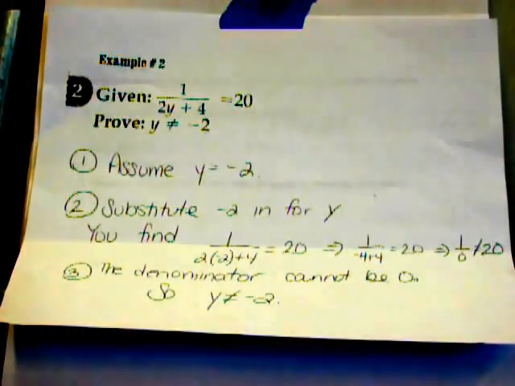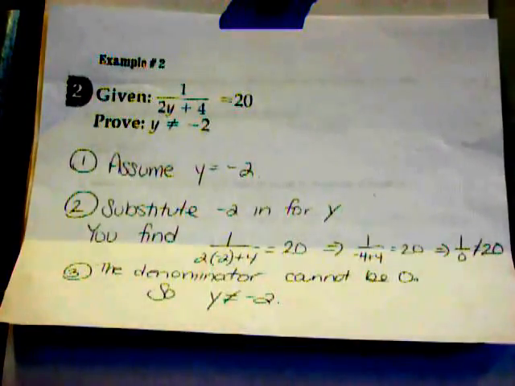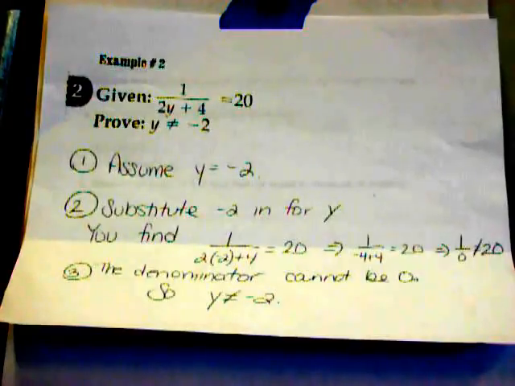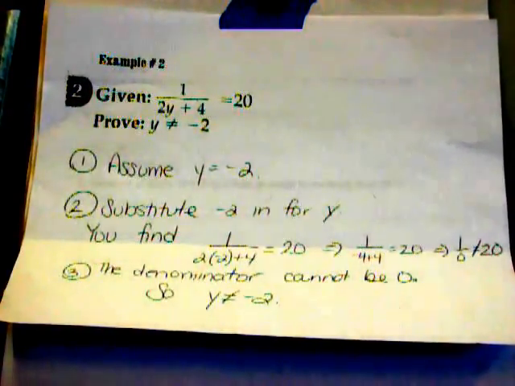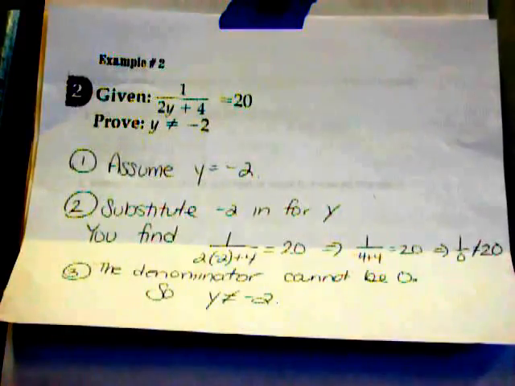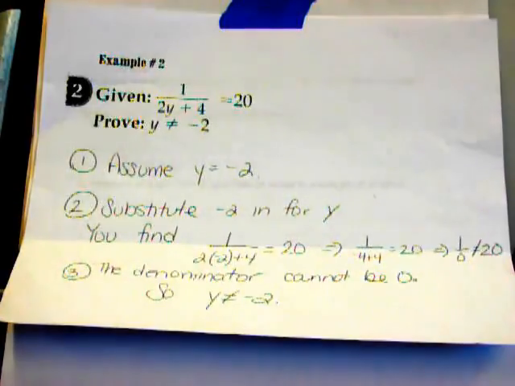Alright, so of course first I'm going to assume that y equals -2, because whatever I'm trying to prove, I'm going to state the opposite. Part number 2, I'm substituting -2 in for y. So I'm going to actually literally just plug it in and solve and see what happens.